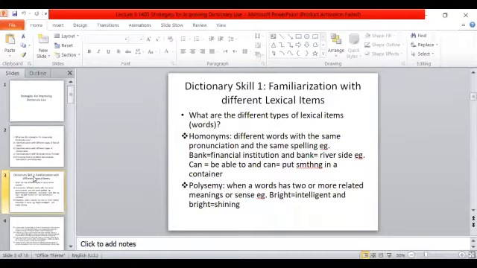Dictionary skill 1, familiarization with different lexical items. By lexical items, we mean words or phrases. What are the different types of lexical items?